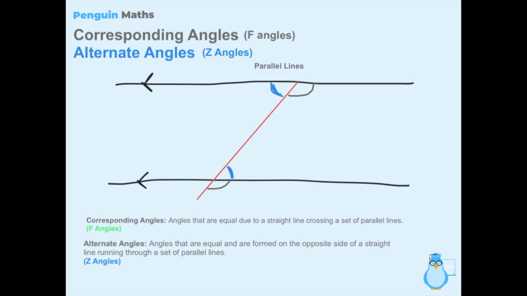So if we take the two blue angles, we can see that they follow this Z pattern right here. And if we see that, and the lines are parallel, then we know that we have two sets of equal angles due to being alternate.